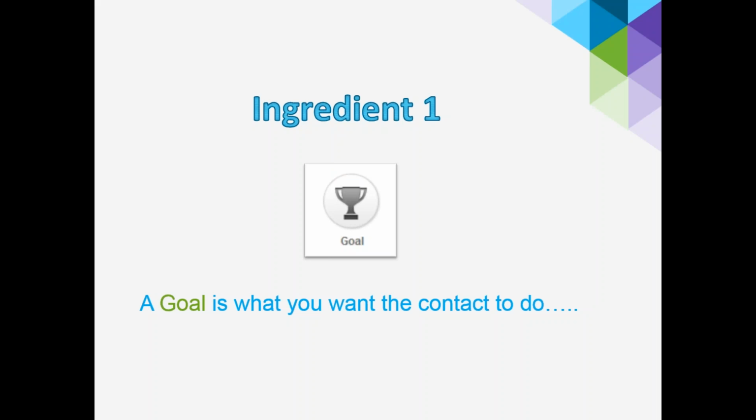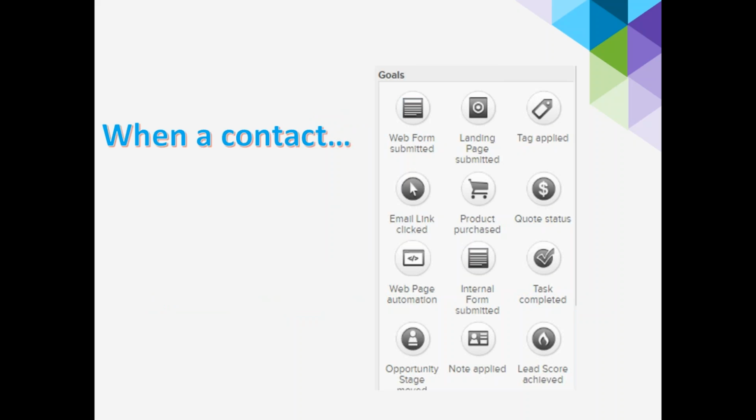It says goal underneath it, and a goal is what you want the contact to do, the call to action, what you want them to achieve. It may be filling out a form on your website, or filling out a landing page on a pay-per-click ad. It may be that you applied a tag to their contact record, or they clicked on a link in an email, or they purchased a product. We have lots of different goals, and today we're going to focus on the web form submitted goal, or the registration goal, or the sign up for a newsletter goal.